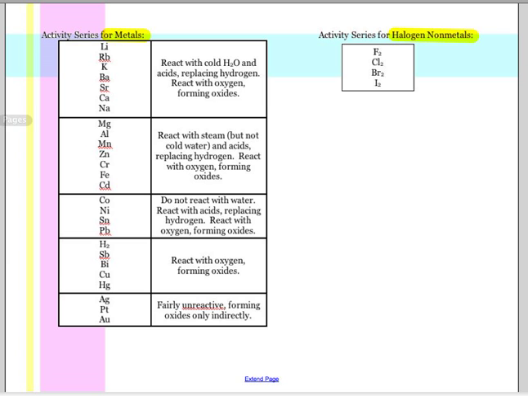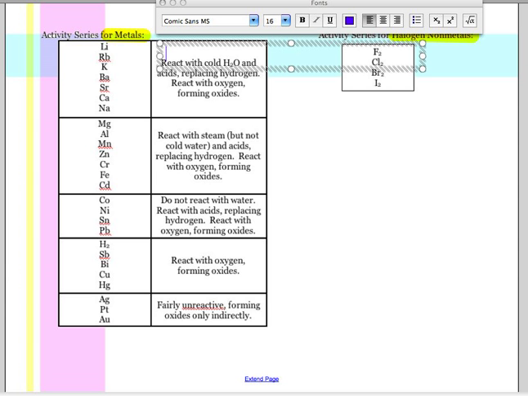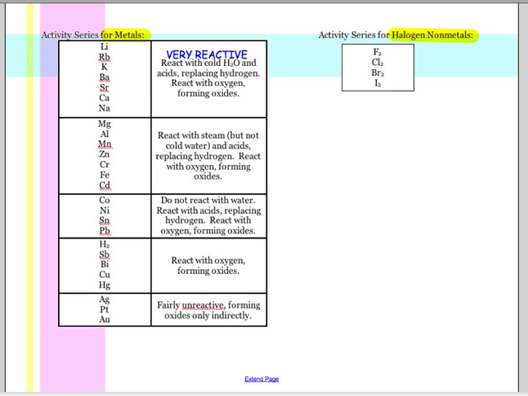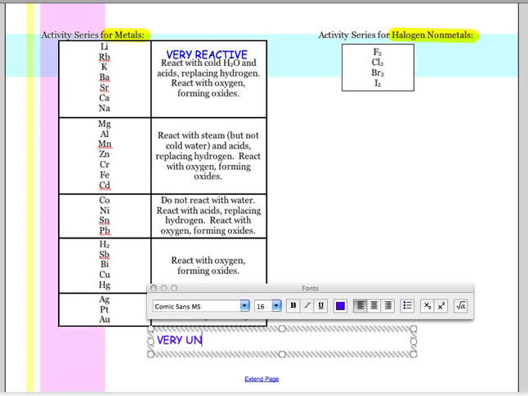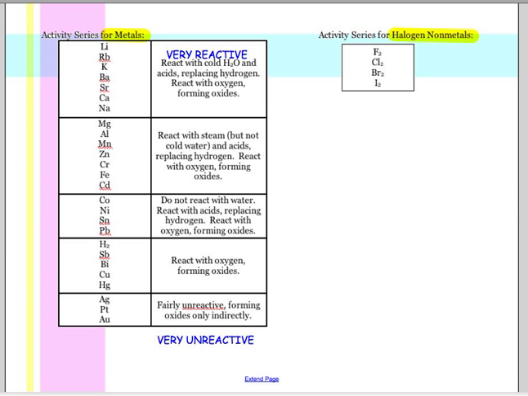And if you look over here, we have really active metals at the top. So these are very reactive. And the ones at the bottom are very unreactive. So like lithium, rubidium, potassium, very reactive metals, stuff that is pretty dangerous to be around. If you think of the bottom though, copper, silver, platinum, gold, those are very non-reactive metals, and that's good.